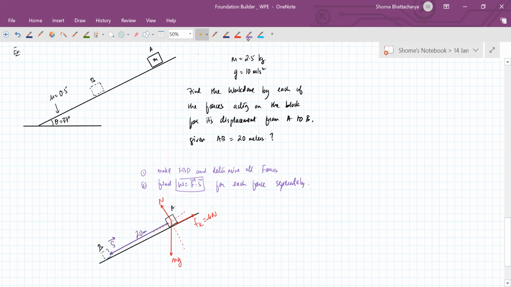Now the important thing of the angles. This angle here is theta, which is 37 degrees. So this angle here, this will become how much? This will become its complement. It will become 53 degrees. And the magnitude of mg you can see will be 25 newtons. The magnitude of normal reaction will be mg cos theta, so it will become 20 newtons. And kinetic friction, which is mu N, will become 10 newtons magnitude, right? So these are all the forces.